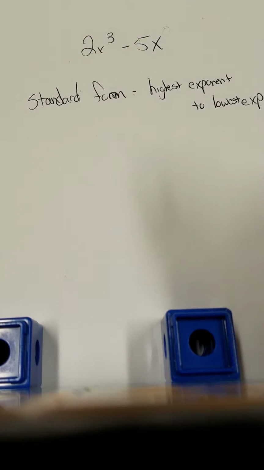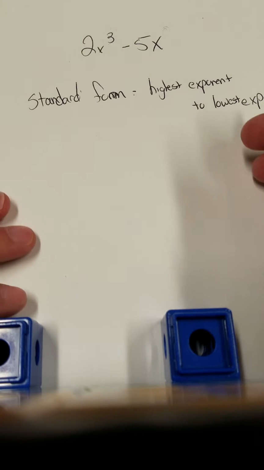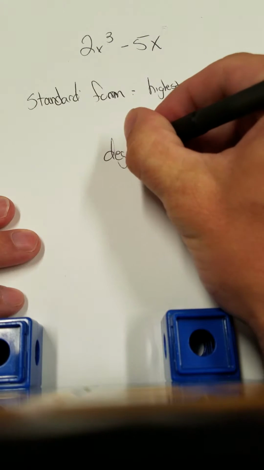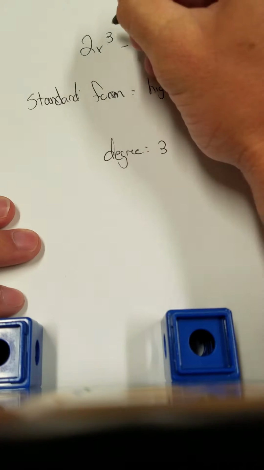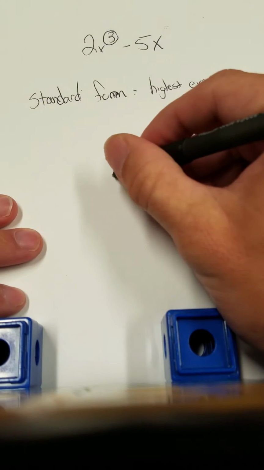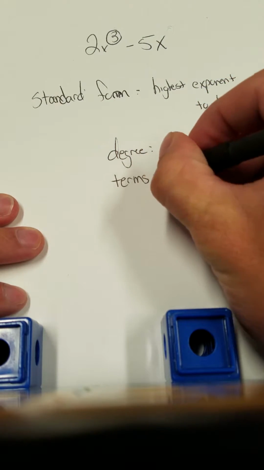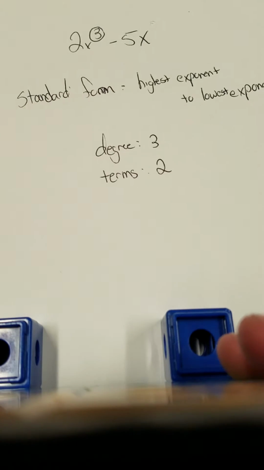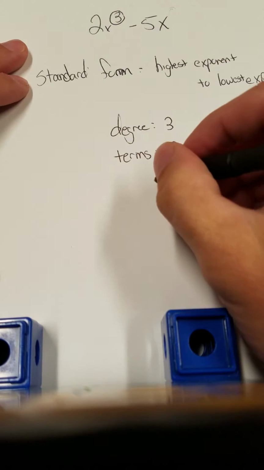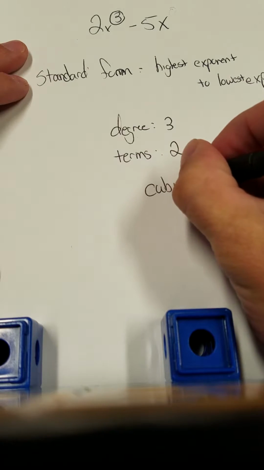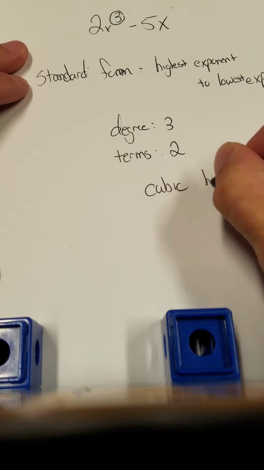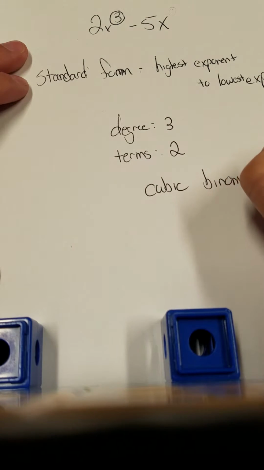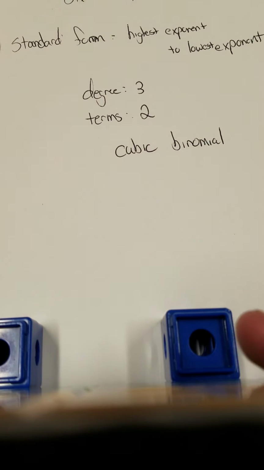Now we're going to name it on the degree and the number of terms. Degree for this one is 3. It's my highest exponent. Terms: how many terms do I have? 2. So degree 3 with 2 terms means it is a cubic, and then 2 terms, binomial. Cubic binomial.